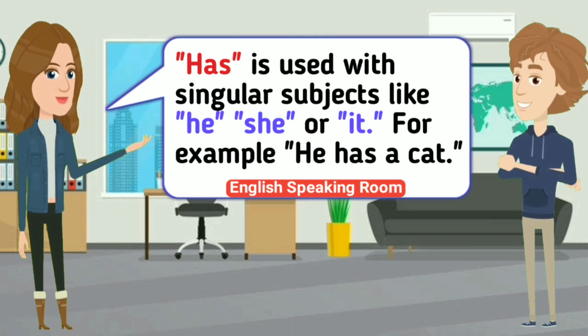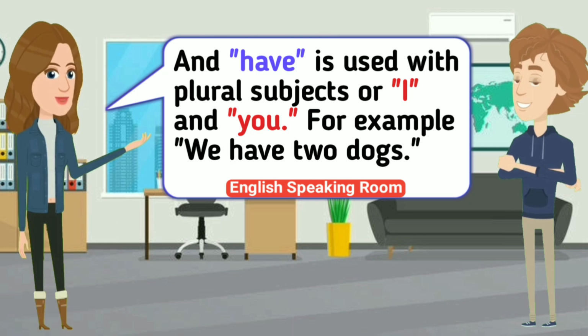Has is used with singular subjects like he, she, or it. For example, he has a cat. And have is used with plural subjects or I and you. For example, we have 2 dogs.